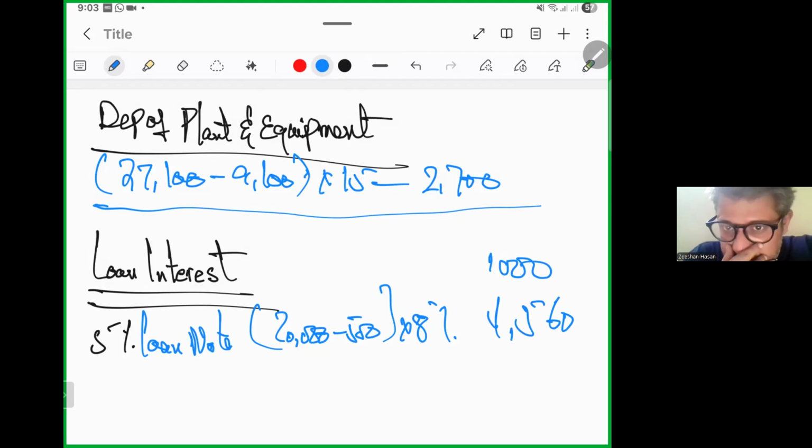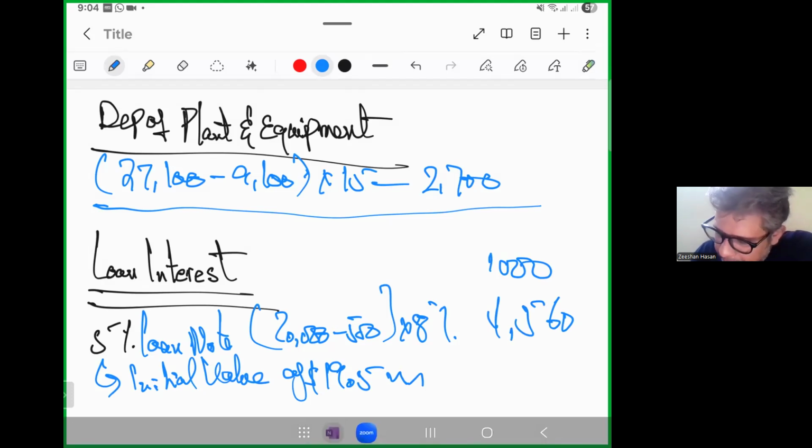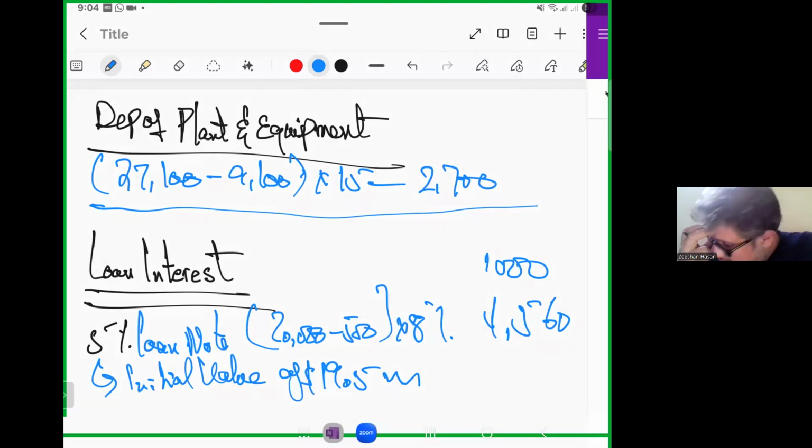So the 5% loan note issue cost should not be charged to admin expenses but deducted from the proceeds of the loan, leaving an initial value. The initial value of the loan is, sorry, $19.5 million. All right, then we are done with this one. The provision for the current tax, we will do this in the end.